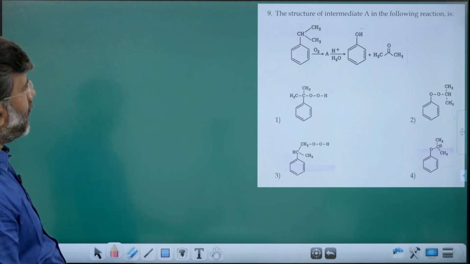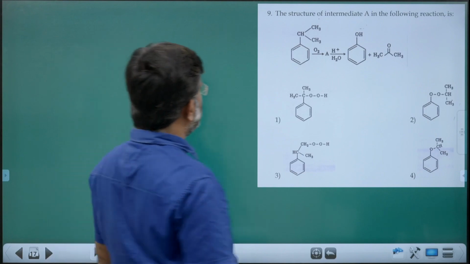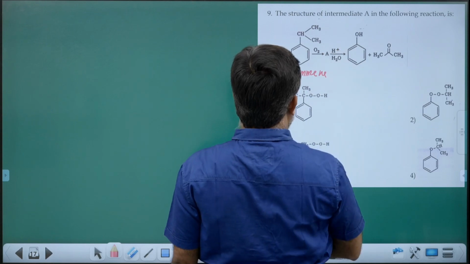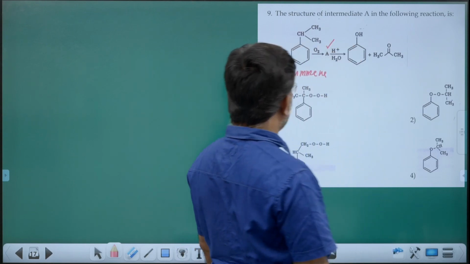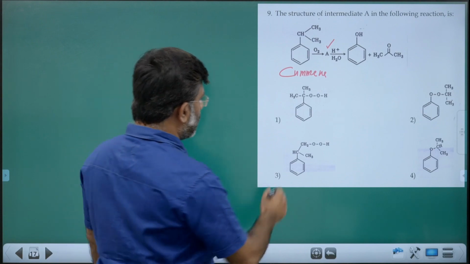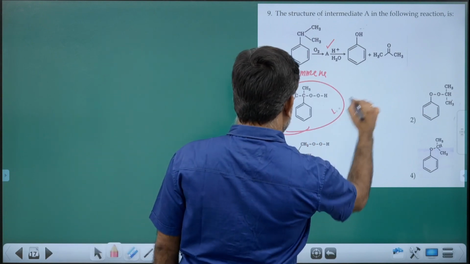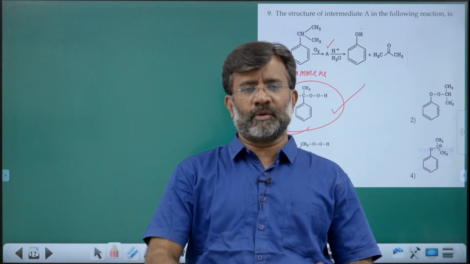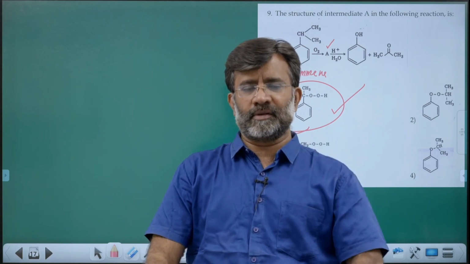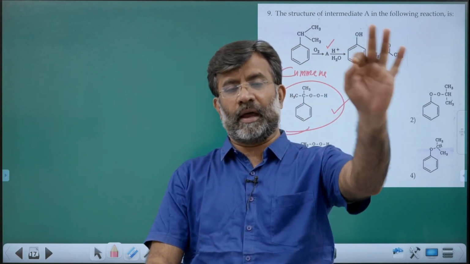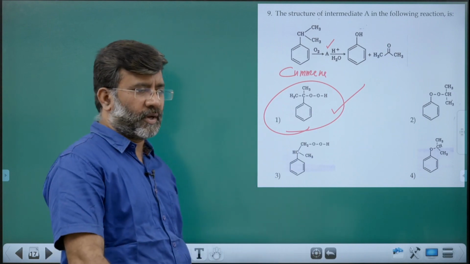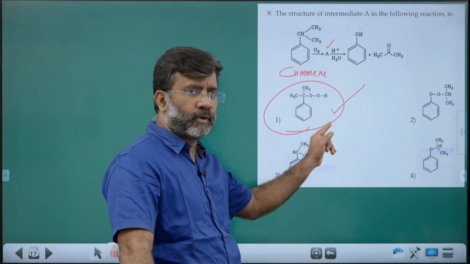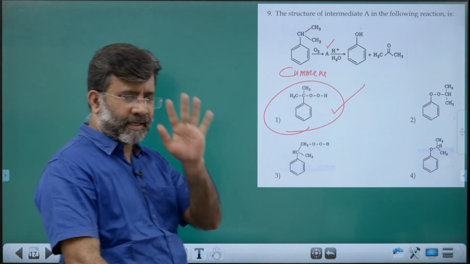Structure of the intermediate A in the following reaction: see, this is cumene, treated for air oxidation. What is A? Cumene hydroperoxide, this is cumene hydroperoxide, first choice. So cumene, aerial oxidation, you get cumene hydroperoxide, treated with acid solution and heating, you get phenol and acetone. Cumene process, production of phenol. The name of this is cumene hydroperoxide. Next one.